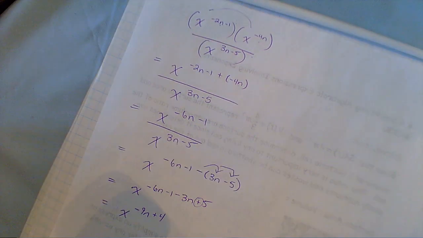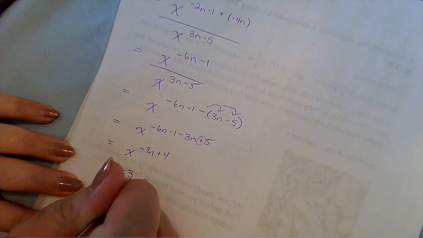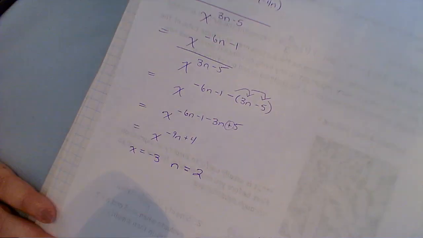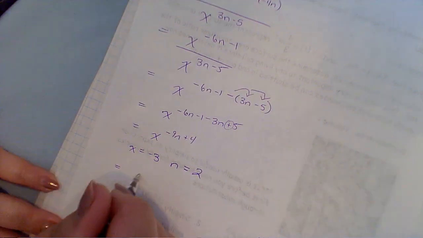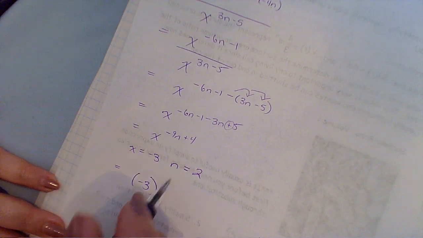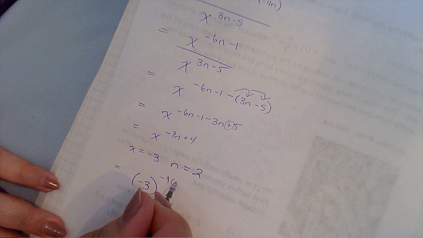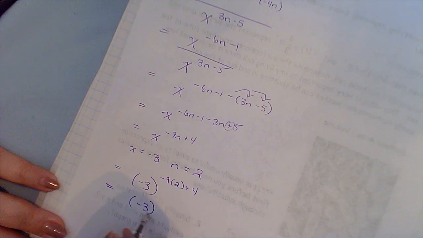Once you get down to this point, then you can sub in what it told you. X was negative 3 and n is 2. So once you complete all of that simplification, just replace the letter x with a negative 3 in brackets. And then negative 9 times n becomes negative 9 times 2 plus 4. So negative 3 to the negative 18 plus 4. Negative 18 plus 4 is negative 14. So now we're actually getting an answer.